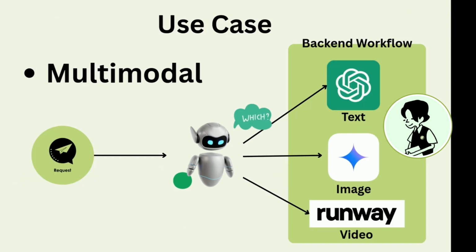One use case could be that you can build a multimodal AI, which means that when a user sends a prompt to your application, this AI agent will decide which AI model to use. For example, if they need to return text, you can use ChatGPT. If it's image generation, you might want to use Google Gemini. If you want to return video, you might want to use the Runway API. And if you already set up those workflows on the backend, it can choose which one to use.